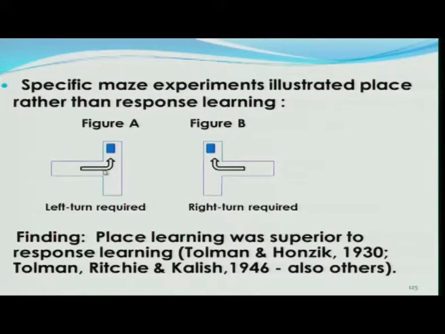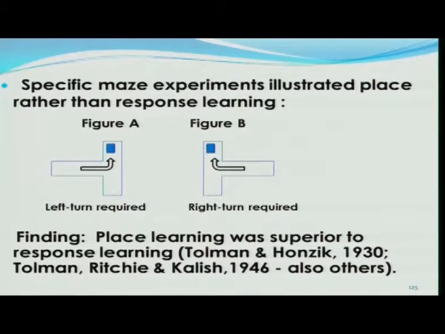But there is one important change in the two T mazes. In figure A, one can see that when the rat starts at the starting point, it has to go up to this junction and make a left turn. On the other hand, in figure B, if the rat starts at this starting point, it has to run up to this junction and make a right turn.